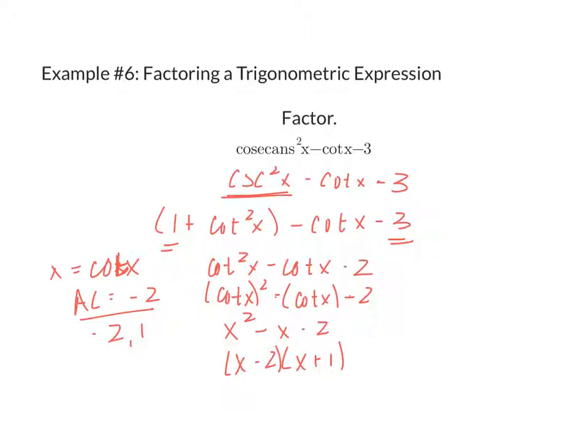We are done simplifying at that point, so then I can substitute my cotangent x back into my final answer, and that would be cotangent x minus 2 and then cotangent x plus 1. All right, let's look at our next example.